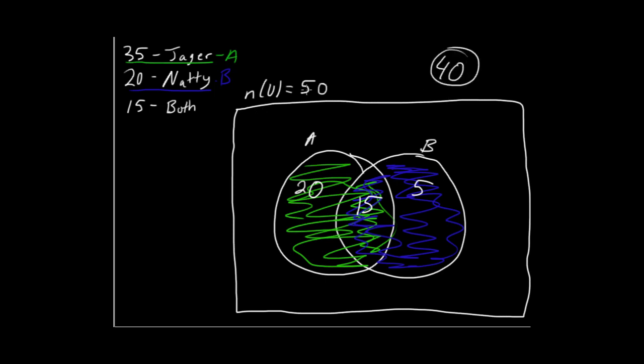Okay, we know that there are 50 in our sample space altogether, 50 in our universal set. So obviously there's a difference of 10 there. There's 10 students unaccounted for, and we're trying to solve for students drinking neither. Obviously, if these are all the students drinking Jaeger, Natty, or both, there's 10 left, which must be drinking something else, or they could be drinking nothing at all. Either way, they're represented out here as the 10 students drinking neither of these, and that solves your problem.